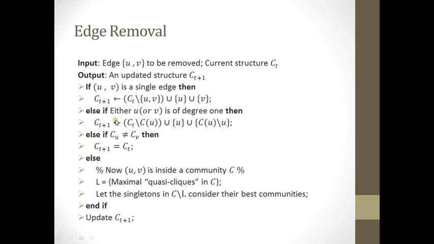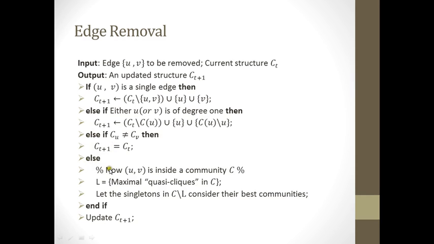Whereas in the second case, if either U or V is of single degree, then we just remove the edge containing U and V, and we update either U or V as a singleton and update the community structure. If U and V belong to 2 different communities, then it doesn't affect the community structure, it just strengthens the community structure, so the community structure remains intact here.